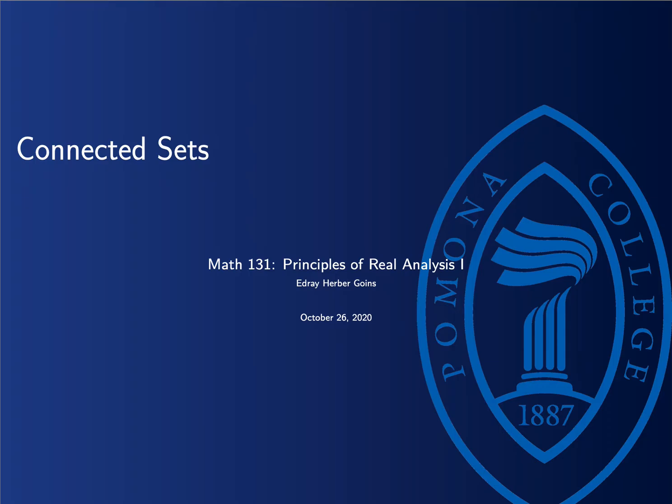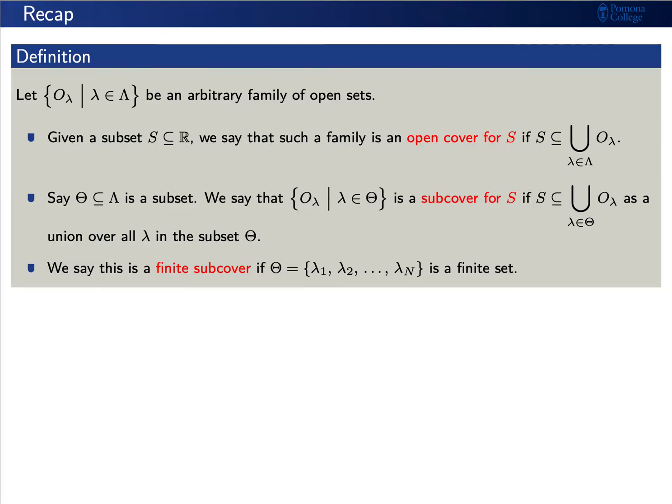Going to talk about connected sets. First, let's recap some ideas from before. Let's say that we have a family of open sets O sub lambda that are indexed by some set capital lambda. Given any subset S of the real numbers, we'll say that such a family is an open cover for S if S is contained in the union of these O sub lambdas.